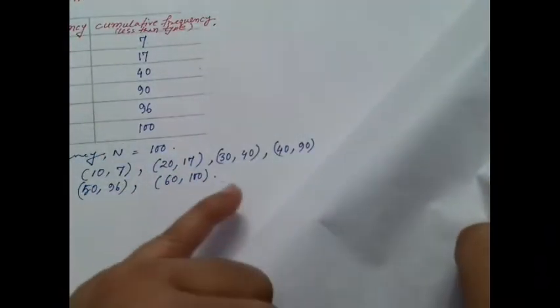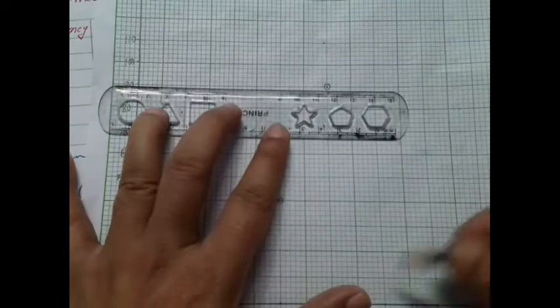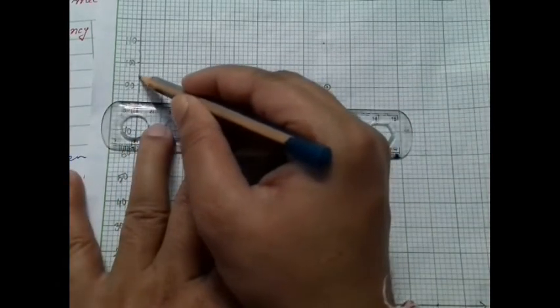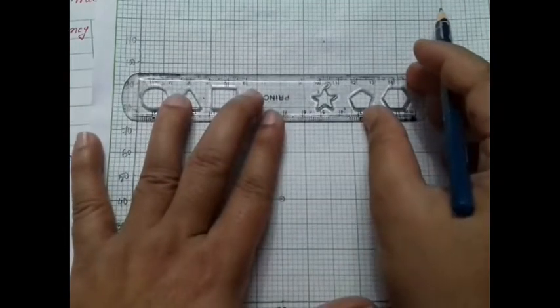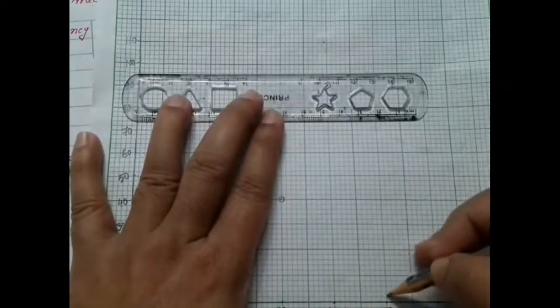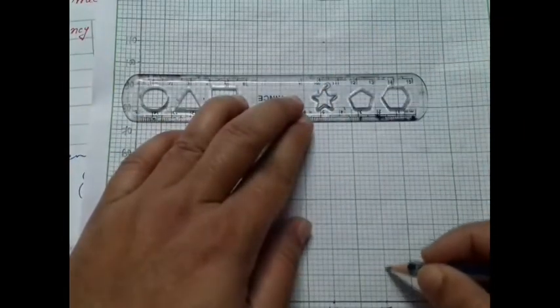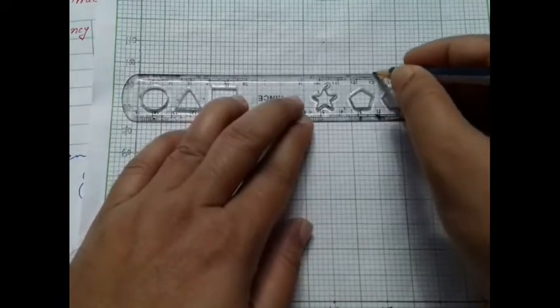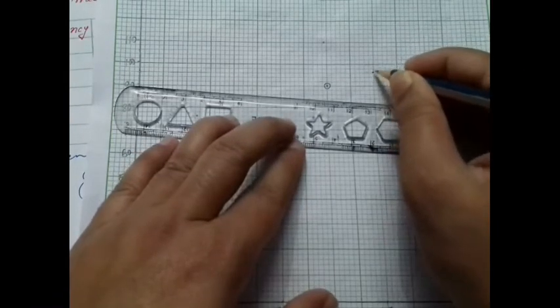After that we have 50, 96. 96 means this one is 92, 94, 96, so this line is of 96, and here 50. 96 means 50, 96.